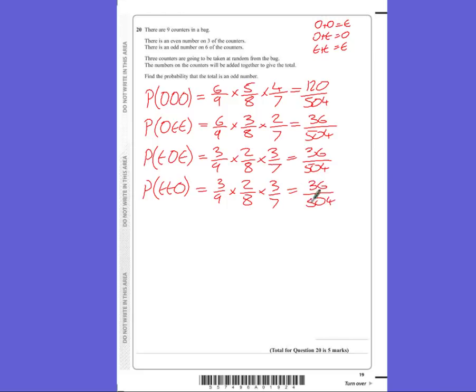Now you could have done this with a tree diagram, but a 3-stage tree diagram gets really, really complicated. So you're best off just trying to think of all the different combinations. So we're not bothered which of these happens, because each of these gives an odd outcome. So we're going to add all these together. So the probability of the total being an odd is going to be all of these added together, which is 228 over 504.